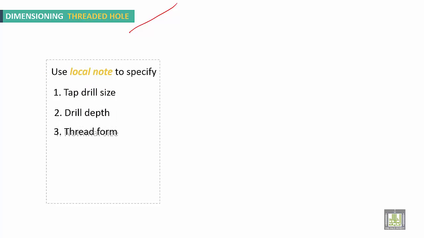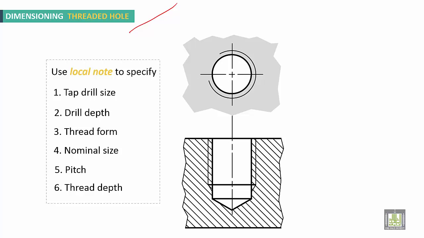How to make dimensioning for threaded hole now? Use local note to specify tap drill size, drill depth, thread form, nominal size, pitch, and thread depth. We have an example here. 8.5 drill. This is local note to specify the tap drill size. 20 millimeters deep. This is M10 as a nominal size. Tap it, and 15 as a depth, for example.